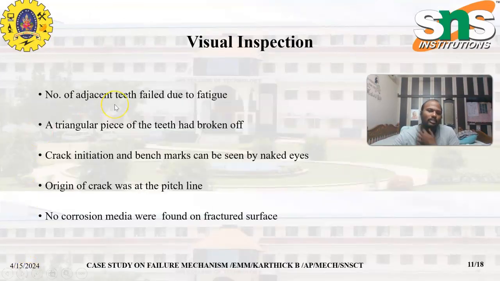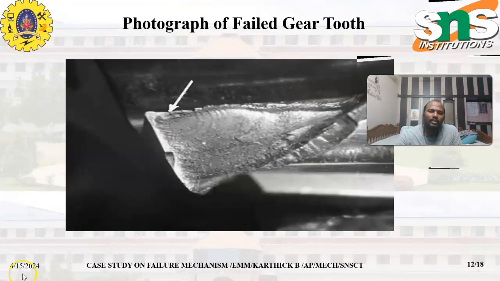So in visual inspection, there are a number of adjacent teeth that failed due to fatigue, and the triangular piece of the teeth has been broken off as I showed earlier. The crack initiation and beach marks can be seen through the naked eye, and the origin of the crack was at the pitch line, and there is no corrosion media found in the fracture area.